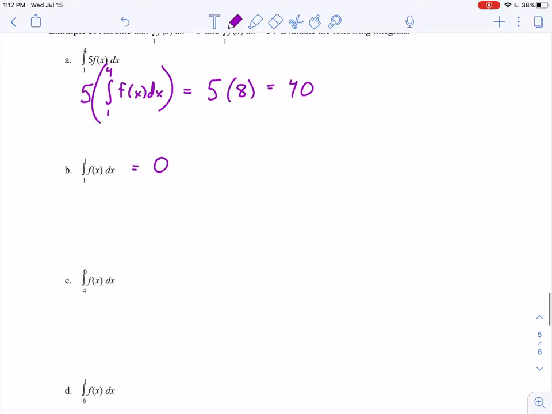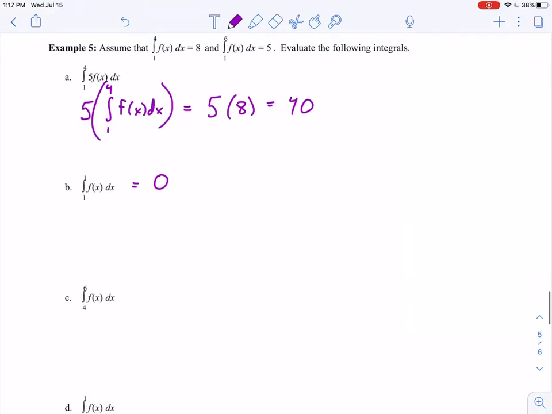Part C, here I have the definite integral from 4 to 6 of f of x dx, and this one's a little bit tricky, because I don't have from 4 to 6. I only have 1 to 4 and 1 to 6. So I would break this apart a little bit. I would say, okay, let's start with the biggest definite integral. If I wanted to integrate from 1 to 6 of f of x dx, we said you can break that up. You can go instead from 1 to 4 of f of x dx plus the definite integral from 4 to 6 of f of x dx.